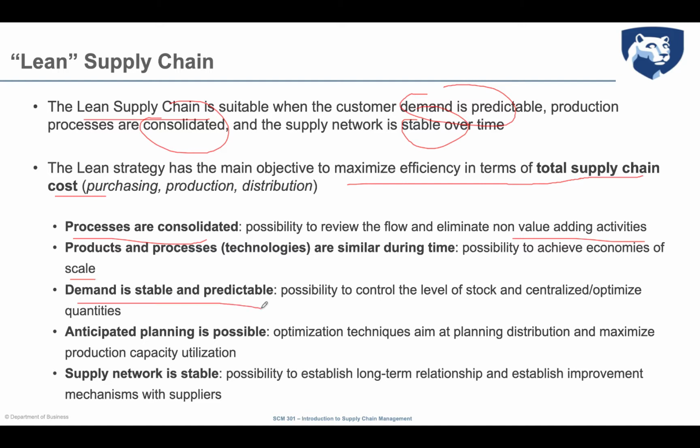Demand is stable and predictable, so it means that you can control stock, centralize demand, and optimize the management of the product flow on the chain. Anticipated planning is possible. Again, you can work in make to stock, assembly to stock, so in a supply chain that works on forecast, because forecast is actually reliable. And the supply network is stable, which means that we can establish long-term relationships and improvement mechanisms with suppliers.